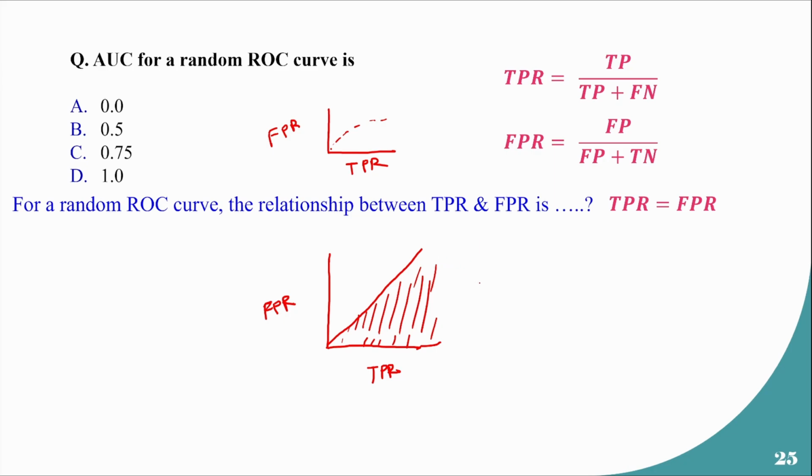So when the relationship between your true positive rate and false positive rate is linear, or when your true positive rate equals false positive rate, that is when we can say the system is not performing as well as it should, which could give us a curve like this, okay? So in this case, the answer would have been 0.5, as mentioned in the chat also.